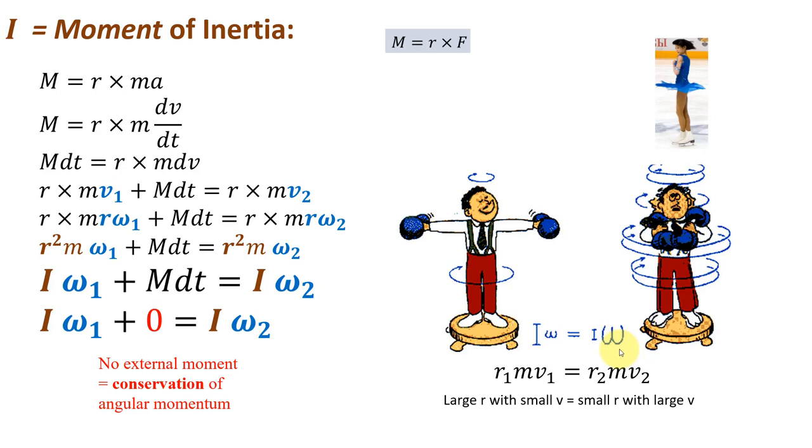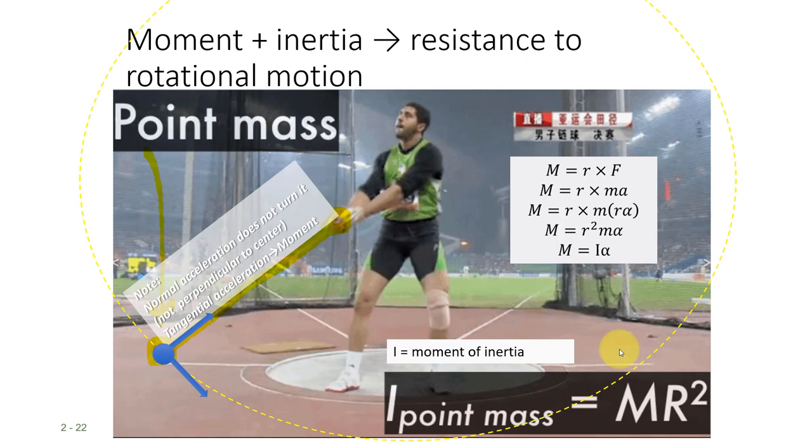Okay, so no external moment, conservation of angular momentum, and it is very dependent on your radius, r squared m. Now this equation that we've seen over and over again is for a point mass. So if I have a tennis ball on a string or a pipe where all of the mass is at the edge of the pipe and the inside of the pipe is empty, that's where you get r squared m.